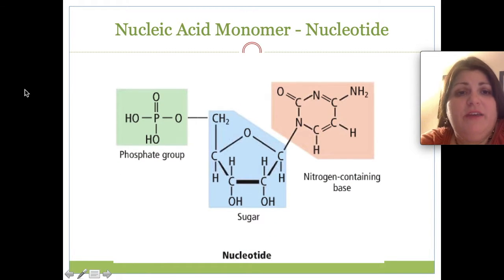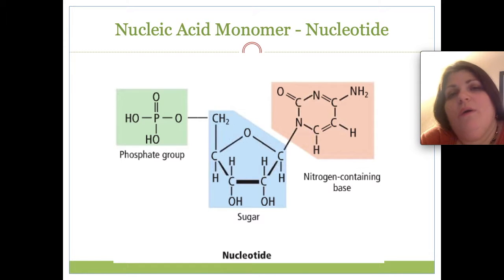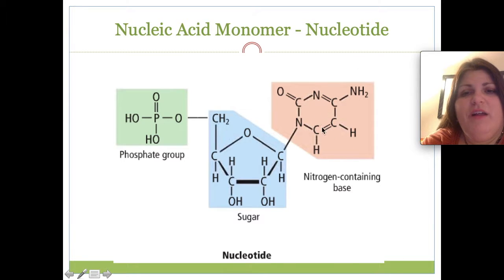So there's a phosphate group. The phosphate has phosphorus with 4 oxygens and sometimes some hydrogens, depending upon whether or not it's bonded to something else. Nucleotides also have a sugar group. In this case, the sugar is either deoxyribose or ribose, usually. And then finally, there is what we call a nitrogen-containing base.